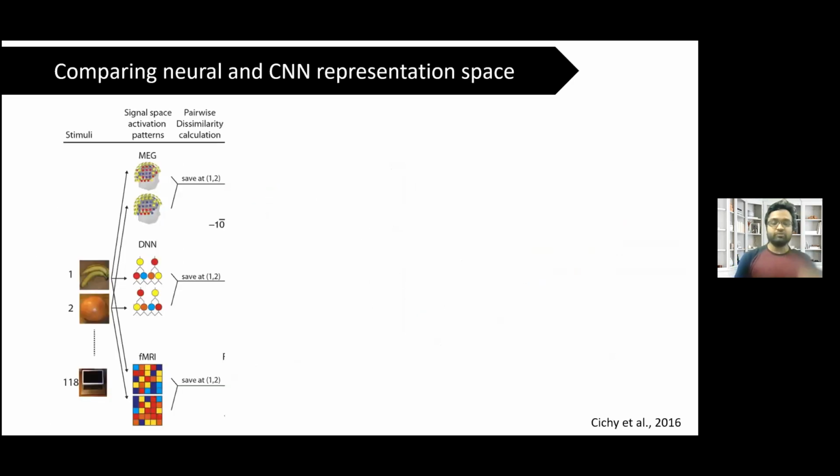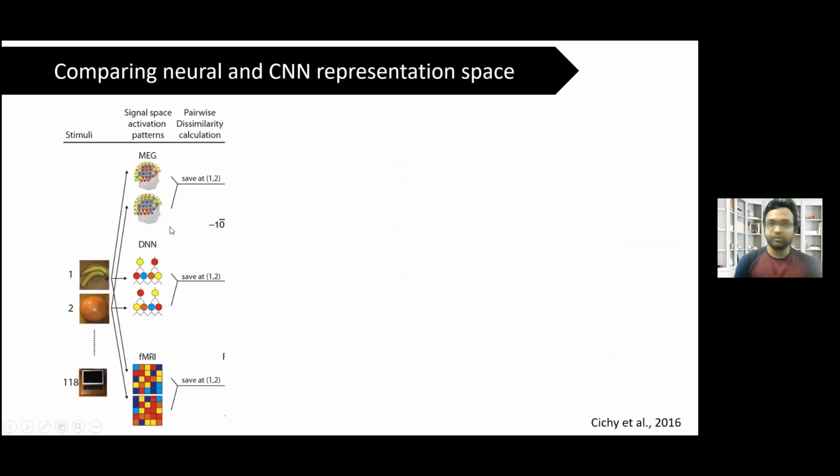So now coming to a more general case. Till now we have looked at modeling the response of single neurons, but now let's look at modeling the population level activity. In this particular study, they showed subjects a bunch of visual stimuli and recorded the MEG and fMRI responses, and at the same time they passed these images through a deep neural network. But there's a challenge here.